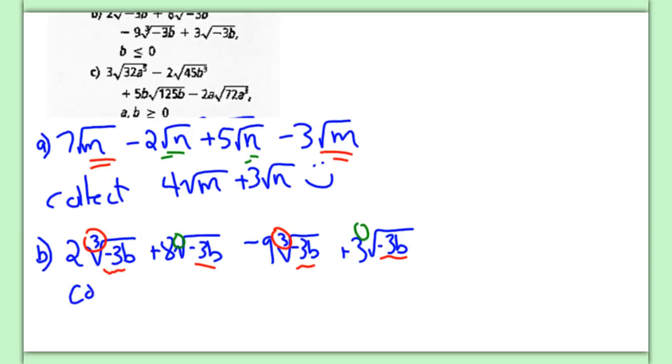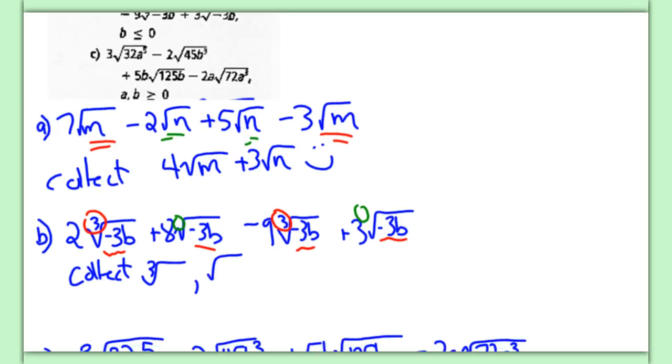But in this case, we only collect the cube roots and, separately, the square roots, right? They are like radicals, but they aren't all the same. So what do I really have here? When I look at the cube roots, I've got 2 minus 7, that's minus 7 cube root of minus 3b. And then I've got 8 plus 3, which is plus 11 square root of minus 3b.